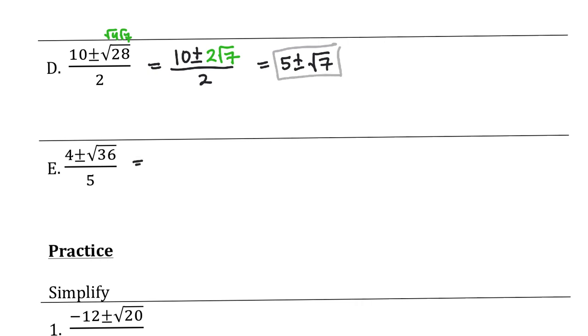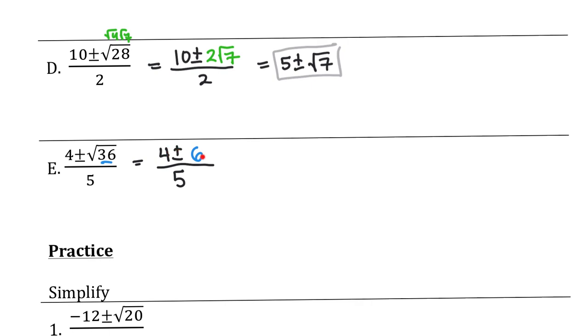Okay, let's do one more. 4 plus minus, okay, now the square root of 36. Well, the square root of 36 is rational. The square root of 36 is 6. Okay, so in this case, I could divide each one individually and then add them together, or I could add them first and then divide by 5. Because these are like terms, I'm going to go ahead and add them now.